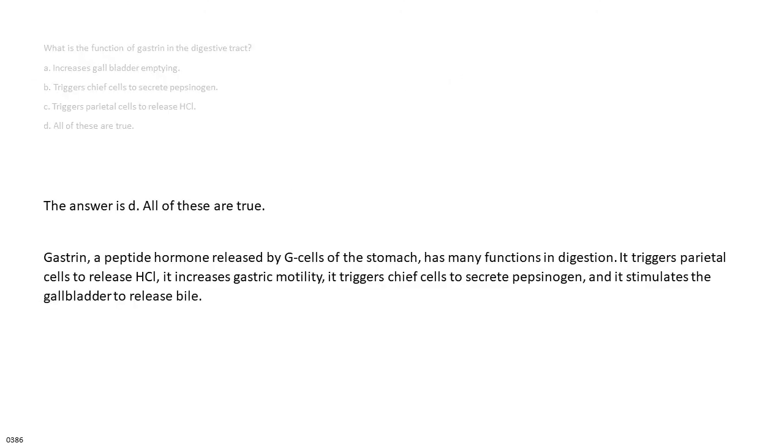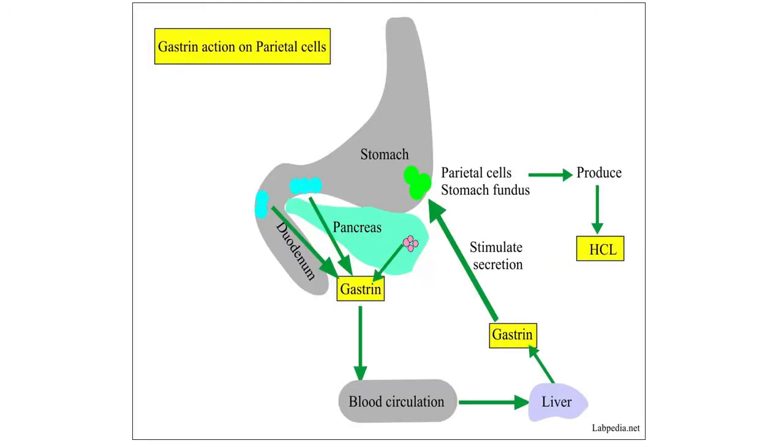The answer is D. All of these are true. Gastrin, a peptide hormone released by G cells of the stomach, has many functions in digestion. It triggers parietal cells to release HCl, it increases gastric motility, it triggers chief cells to secrete pepsinogen, and it stimulates the gallbladder to release bile.